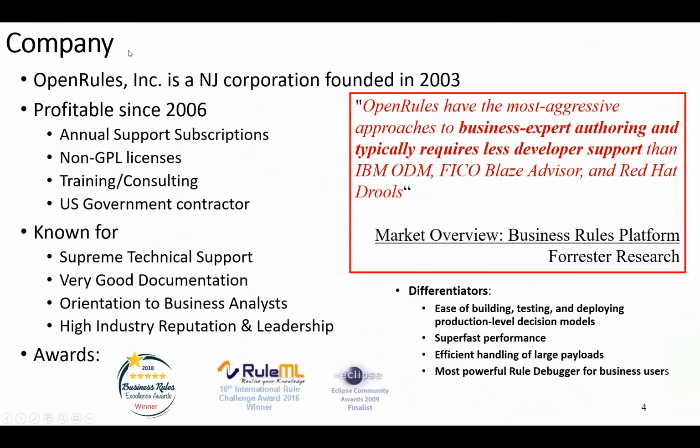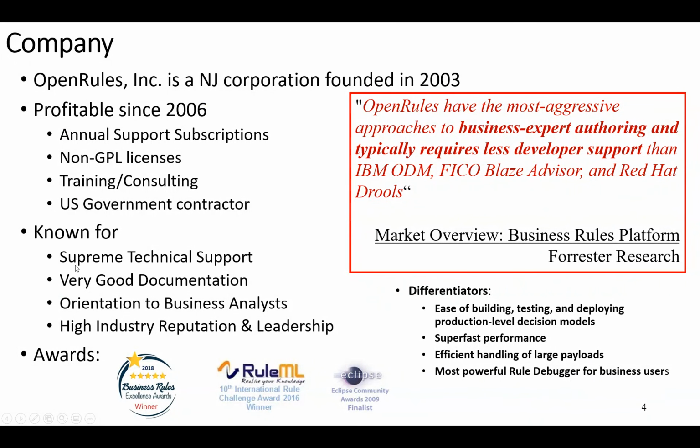A few words about our company. OpenRules is a small New Jersey business. We were founded in 2003, and since then, we have had thousands of real-world production environments where our large and mid-sized customers use OpenRules every day for millions and millions of rules-based transactions. OpenRules became profitable in 2006, and we have stayed profitable since then. This is our main source of income.